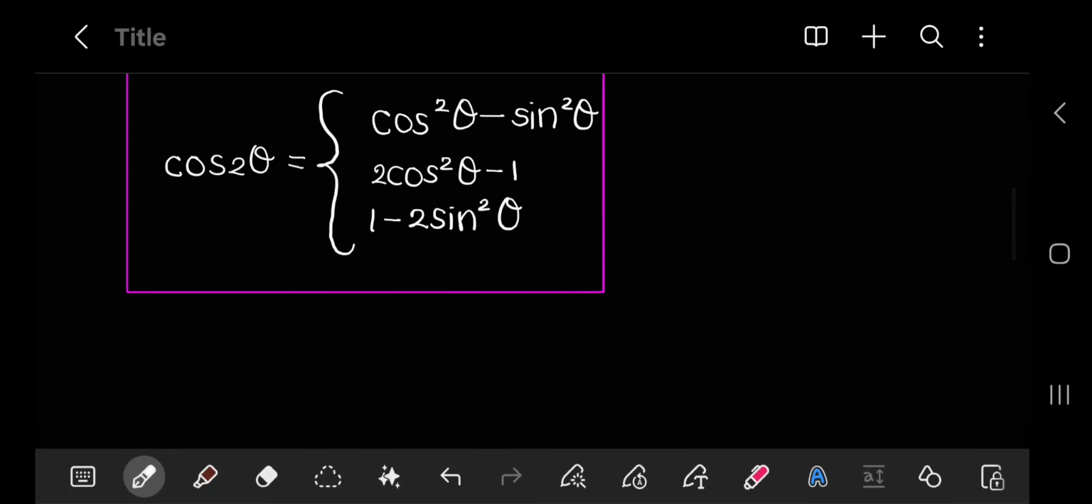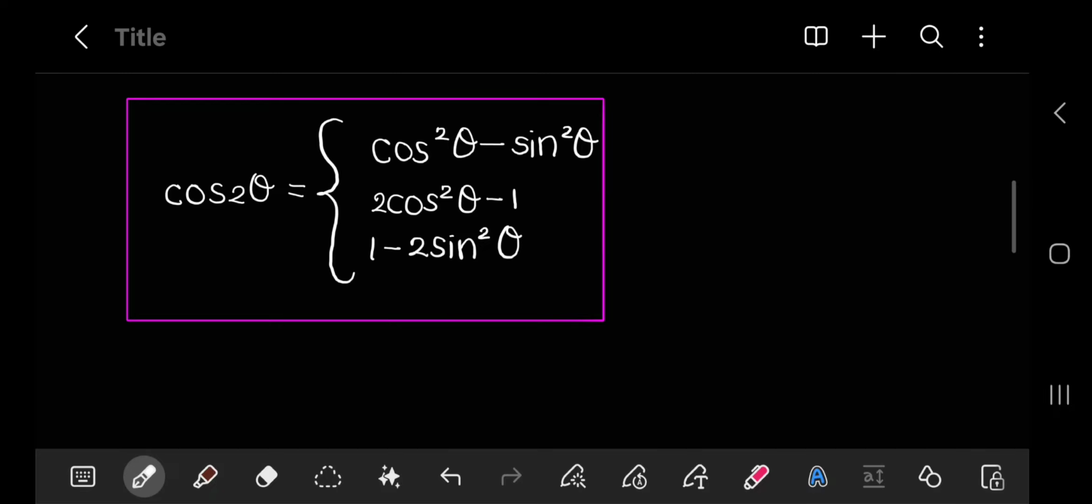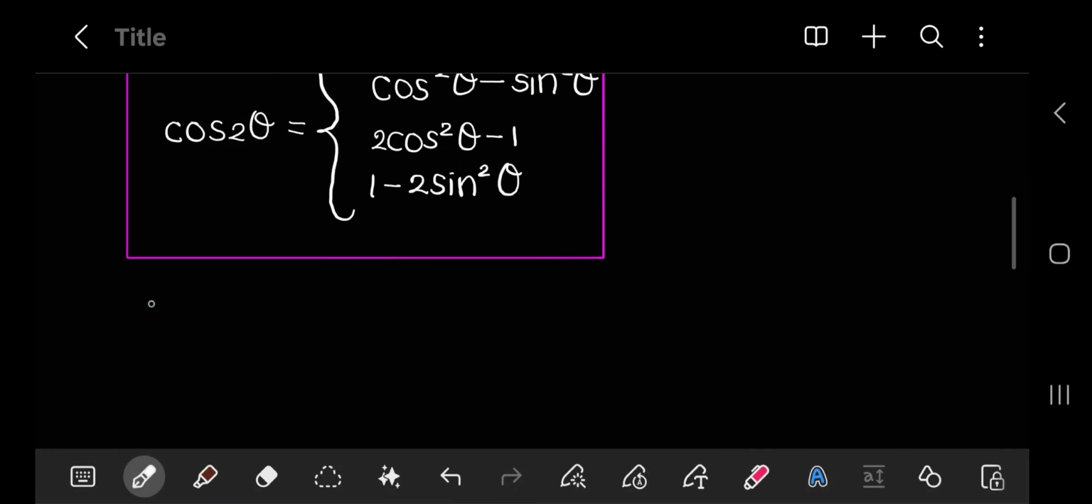We're now going to look at the proof for cos 2 theta, and you guys know that cos 2 theta has 3 different expansions. The first being cos squared theta minus sine squared theta. So let's focus on that first. We're going to start off by saying cos 2 theta is equal to, and we are going to compound this angle. So just like what we did with sine, we are going to write this as theta plus theta.